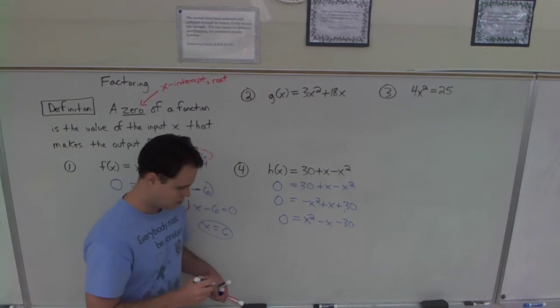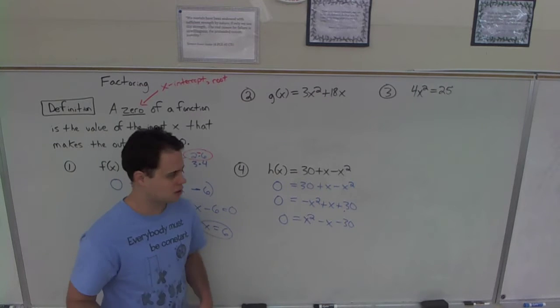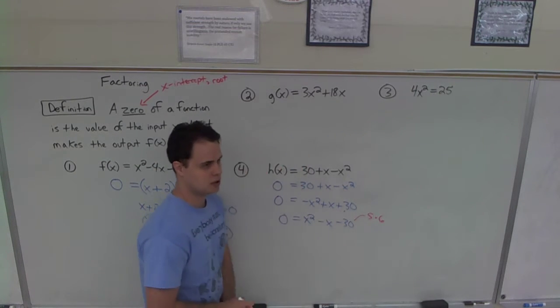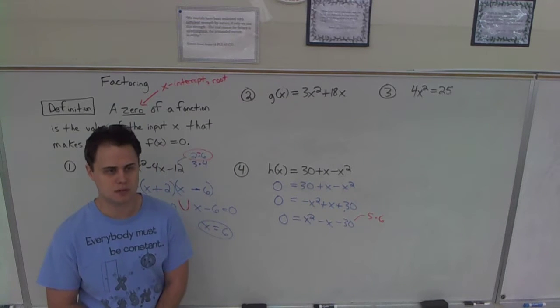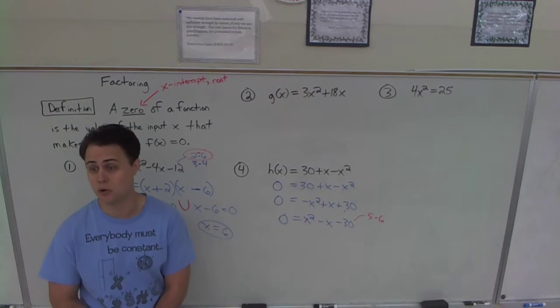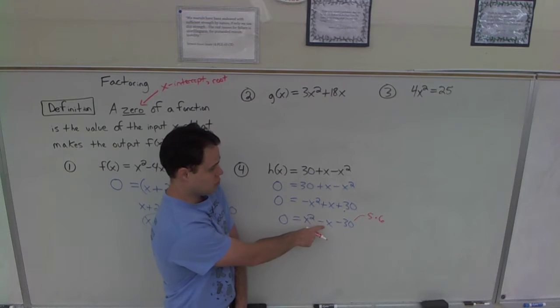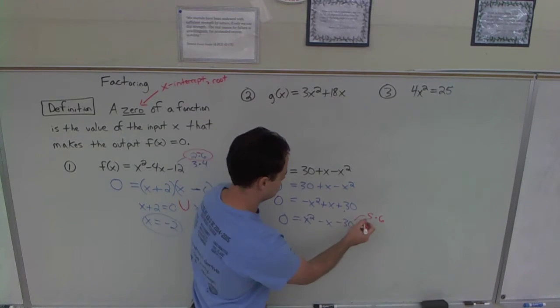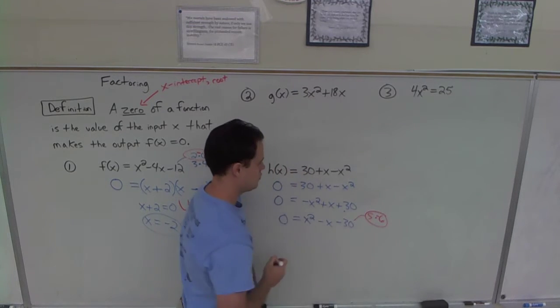And now let's see. Factors of 30, what do you guys think? 5 and 6 is going to work. You can play around with 3 and 10, 2 and 15, all those things all day. 5 and 6 is the one, though. So that's going to give you 1. Which thing's negative? 6.